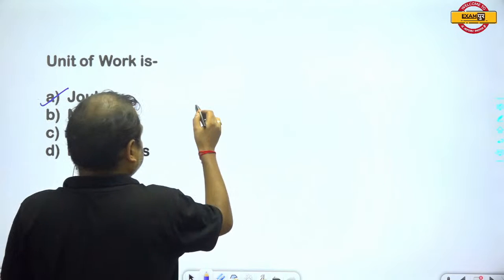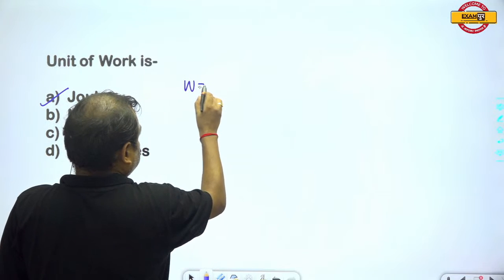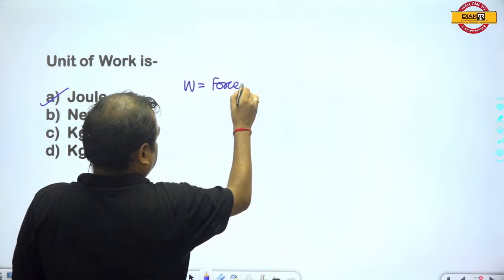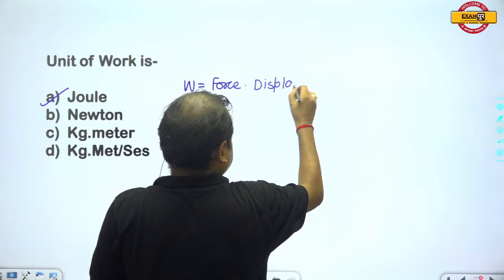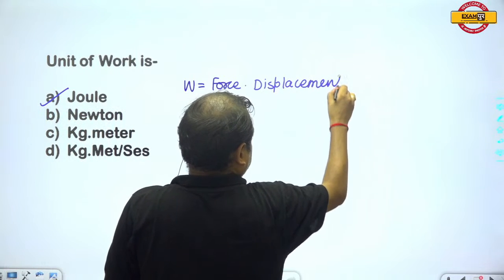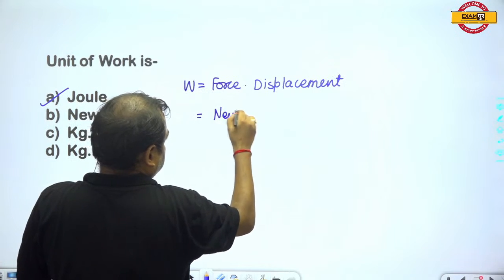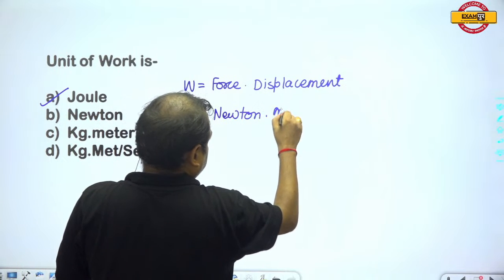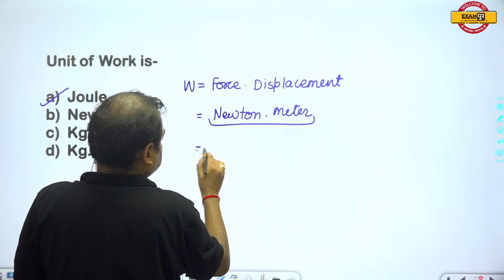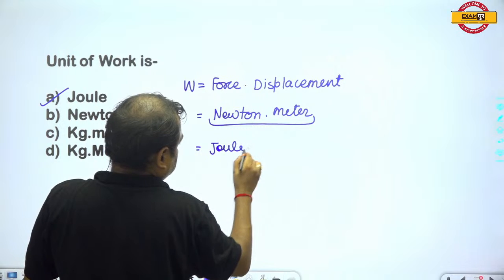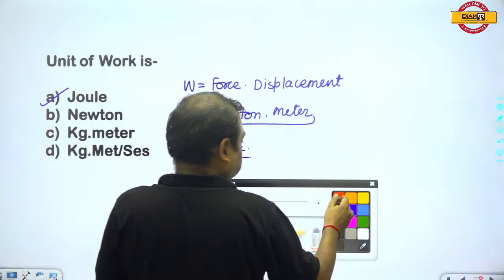Joule is written like this. First of all, work is equal to force into displacement. Force is in Newton, displacement is in meter, so Newton into meter is known as joule.